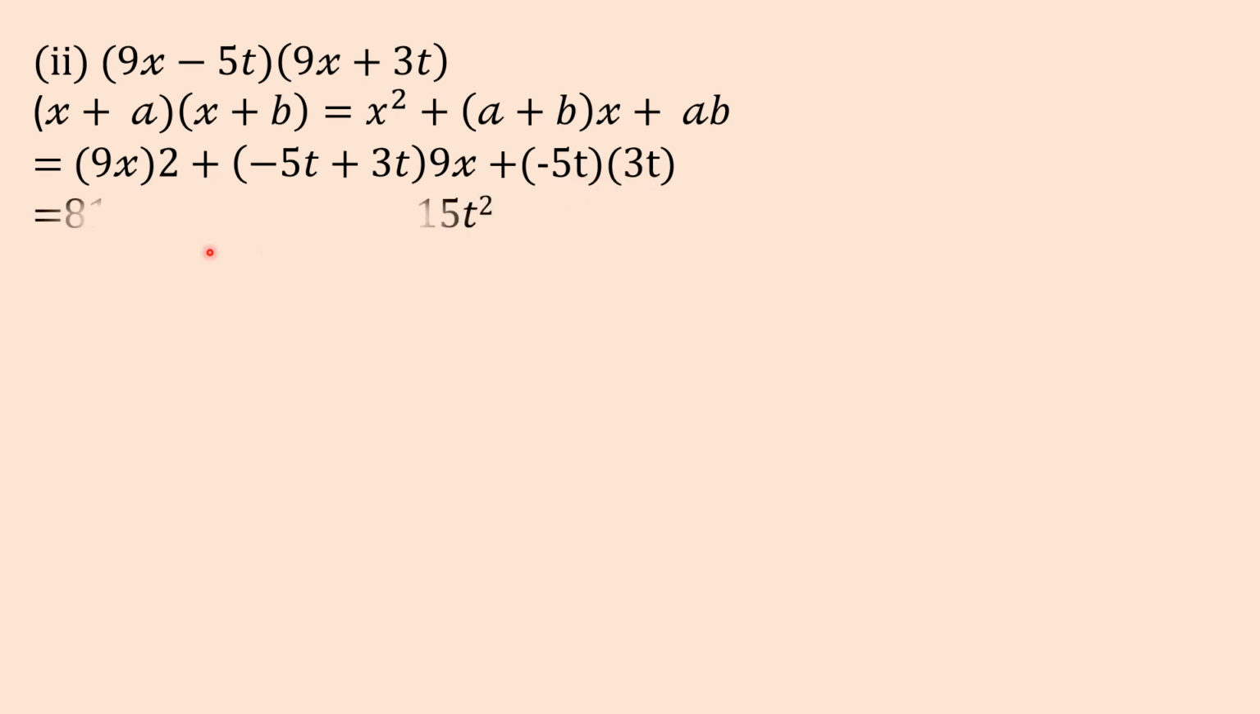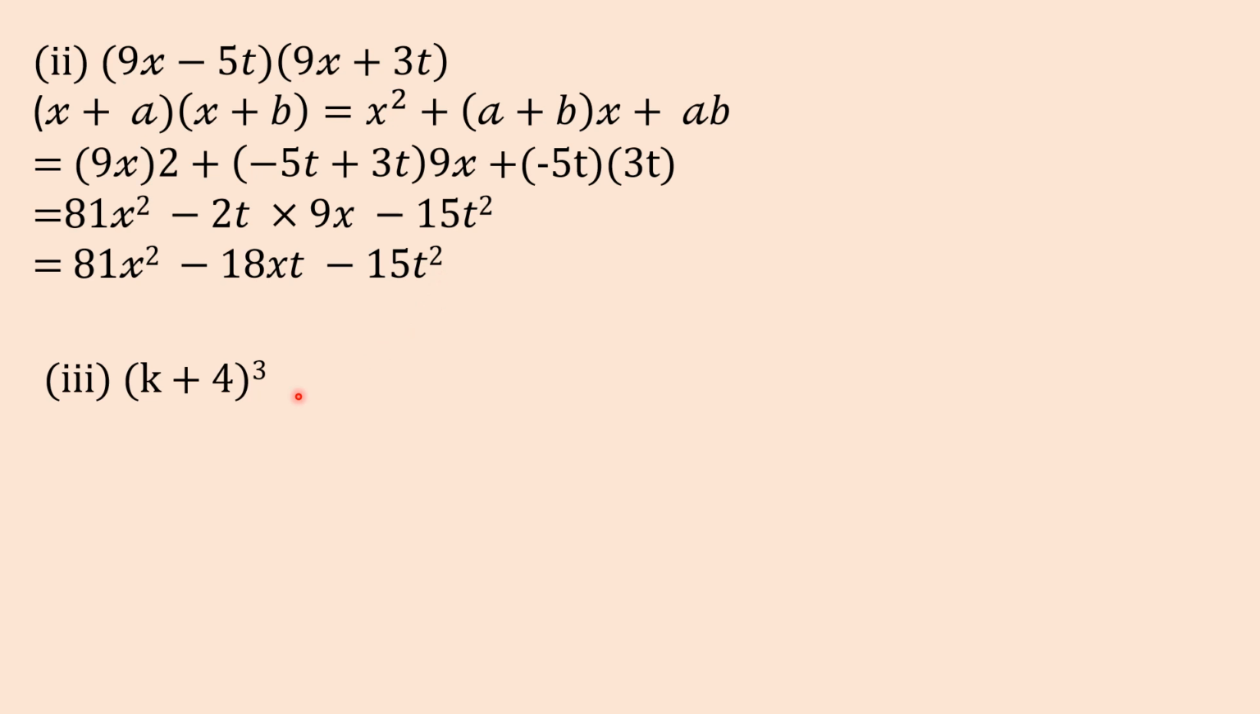So it will become (9x) the whole square plus, in bracket, minus 5t plus 3t, into 9x, plus, in place of a into b, you'll write down minus 5t into 3t. So the next step will become (9x) the whole square will become 81x square minus, now here minus 5t plus 3t will give you minus 2t into 9x, then minus 5t into 3t, it will become minus 15t square. Now t into t will become t square. So now we'll multiply our middle term, that is 2t into 9x. So the next step students, the answer is 81x square minus 18xt minus 15t square. This is the answer.